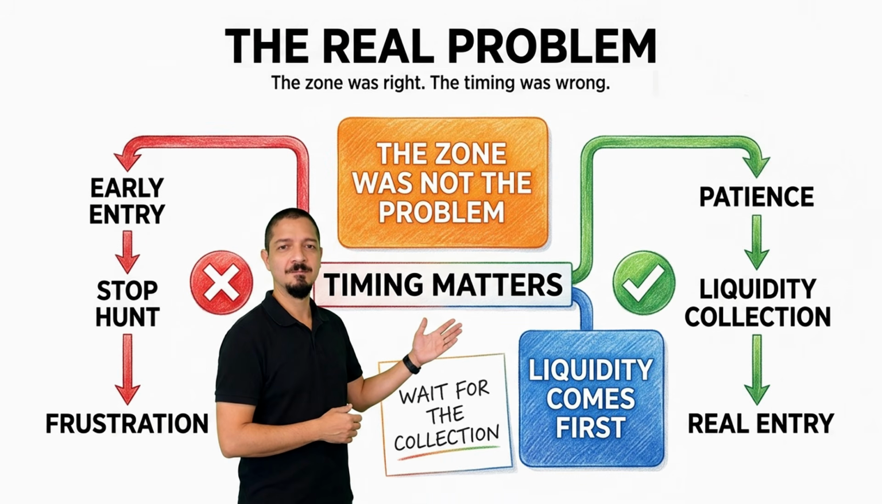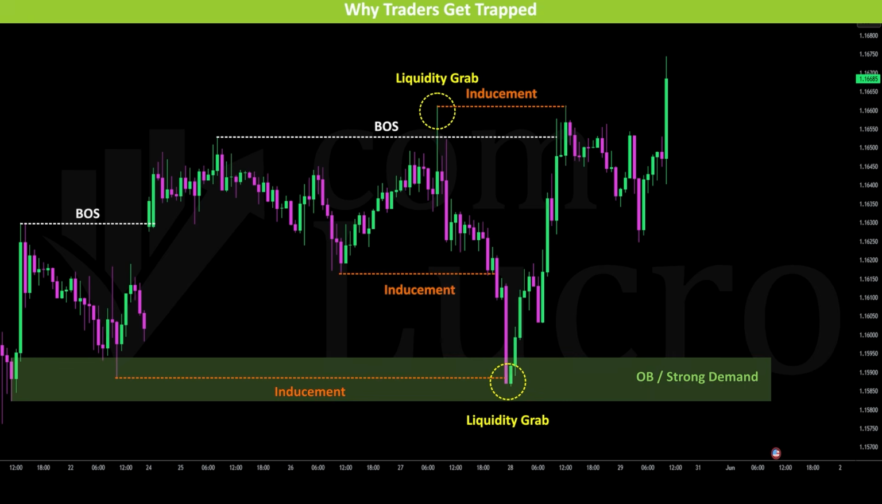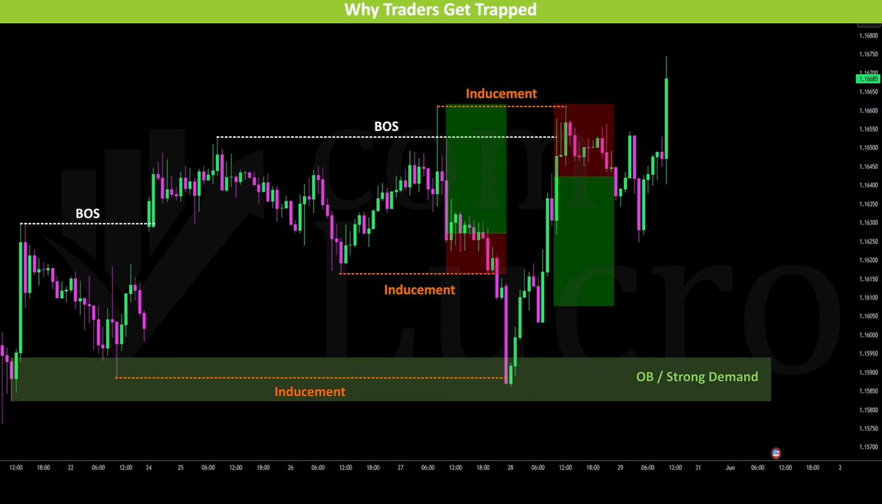Now, before we move into the actual entry strategy, there is one concept that explains why these stop hunts happen so often around supply and demand zones. Many traders believe they were simply wrong about the zone, but in many cases, the problem is not the zone itself. The problem is that they entered too early, before price finished creating and collecting liquidity. And this is where inducement becomes extremely important.